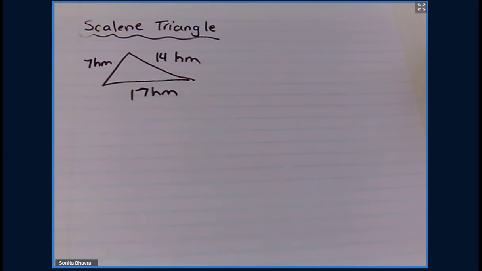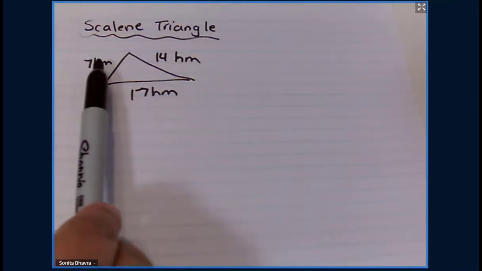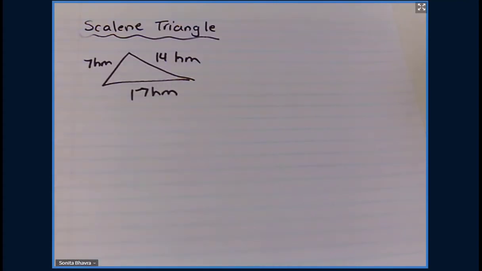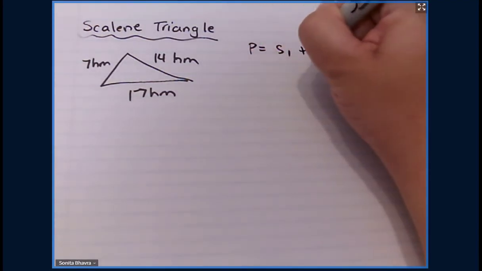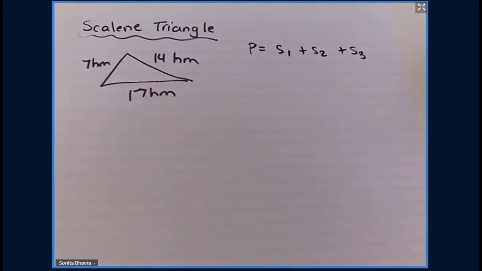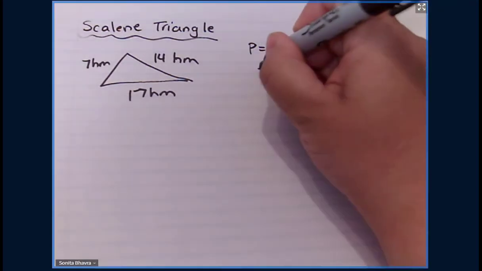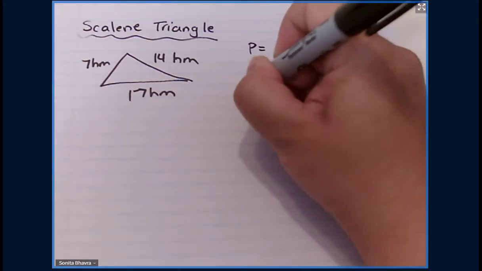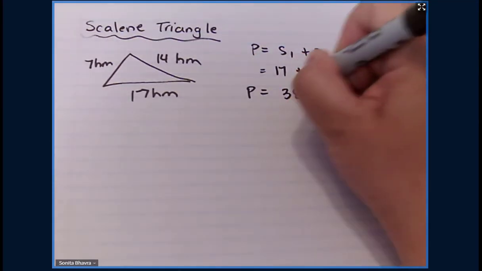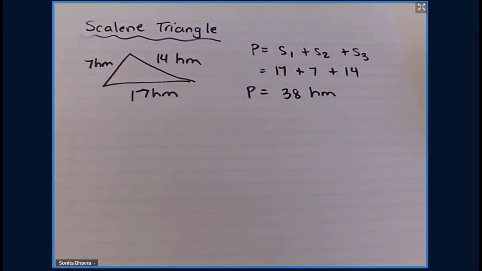All right, so next we're going to look at perimeter formulas for triangles. The first one is a scalene triangle. So recall, a scalene triangle is a triangle that has 3 sides that are all different measurements. All right, so in this case, the perimeter formula for the scalene triangle would just be side 1 plus side 2 plus side 3. All right, so 17 plus 7 plus the 14. And we get 38 hectometers. So that's a scalene triangle.